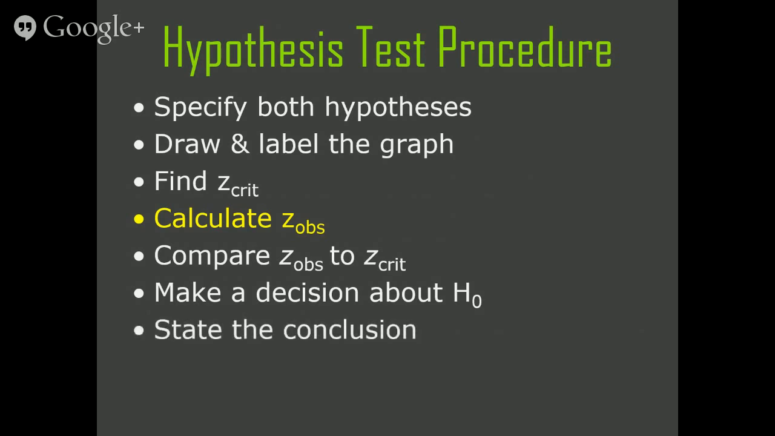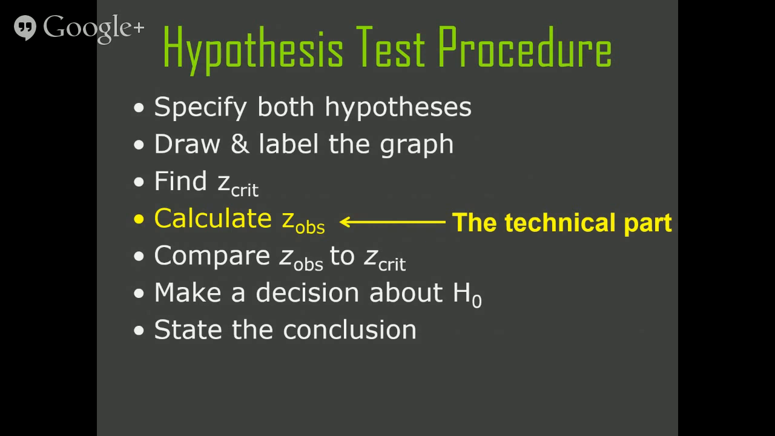Then we finally state our conclusion, which is going back to the original research question and answering it, and giving the information that we need to. The technical part is calculating the z observed. Finding the z critical is a little technical. You look it up in a table.